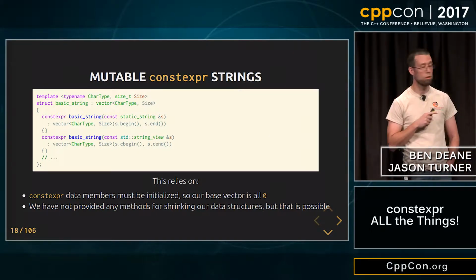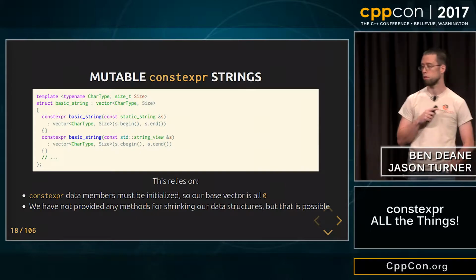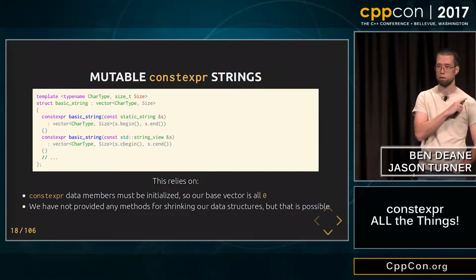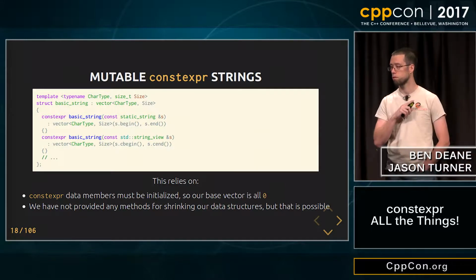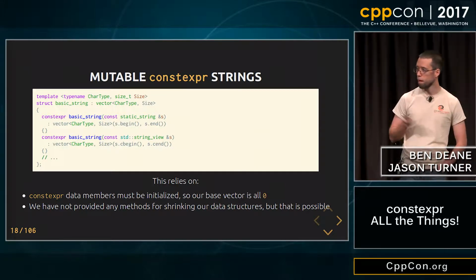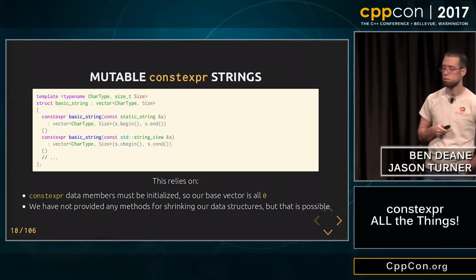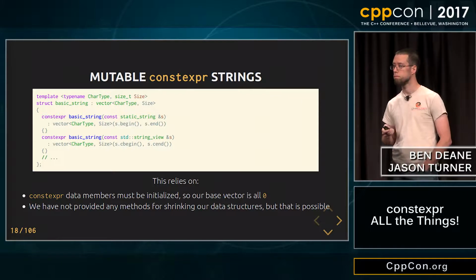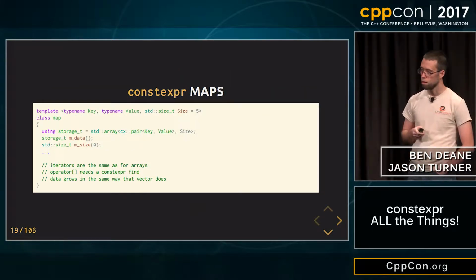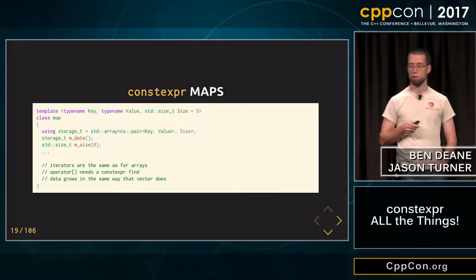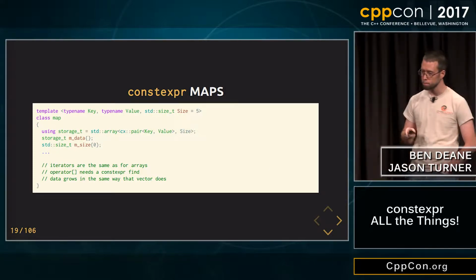So we know that the underlying array is going to be initialized to all zeros. So we've taken the cheater step of knowing that we're going to have a null terminator at the end of our strings automatically for us. And we have not yet provided any methods for shrinking the strings, but that should be easy to do. And then continuing from there, we have our constexpr map, which we needed for our JSON type here.